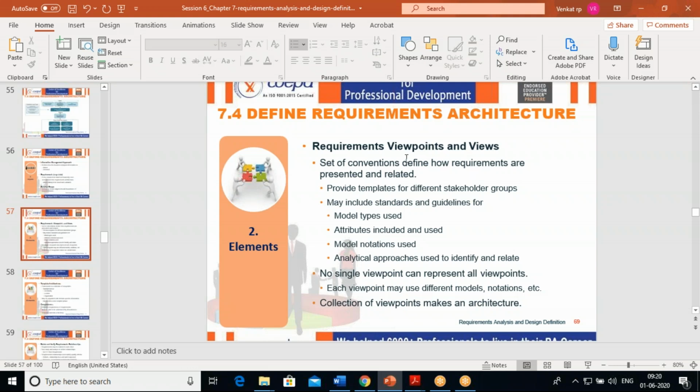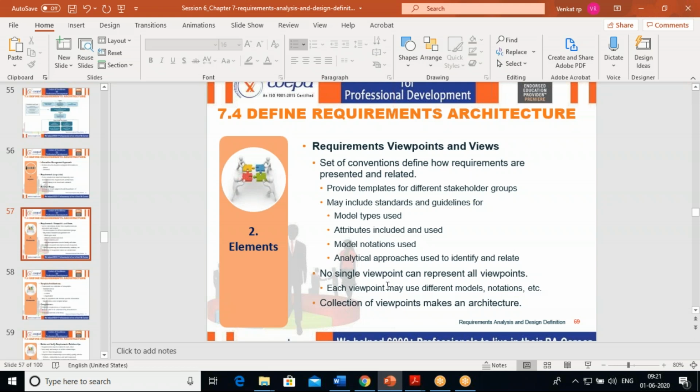The first one is requirements viewpoints and views. Here, we need to understand that these are a set of conventions that define how requirements are presented and related. That means how these are linked with each other, and what the relationship between them is. We provide templates for different stakeholder groups. Different stakeholders need to know different information, so we use different templates for them. We include standards and guidelines for what models and attributes we have to use, the model notations, and the analytical approaches we are going to adopt here.